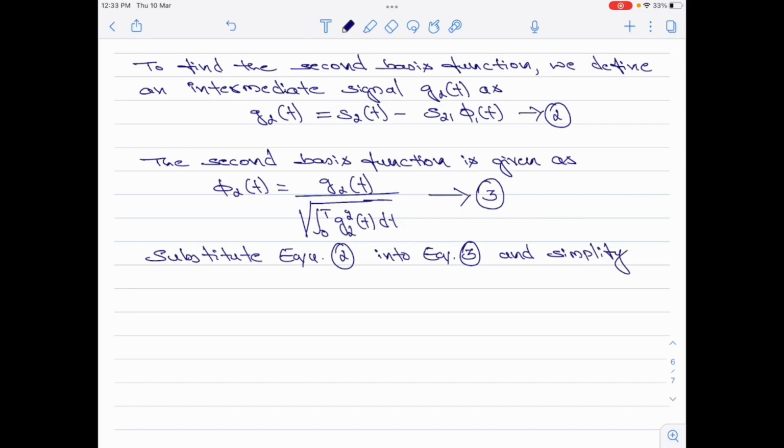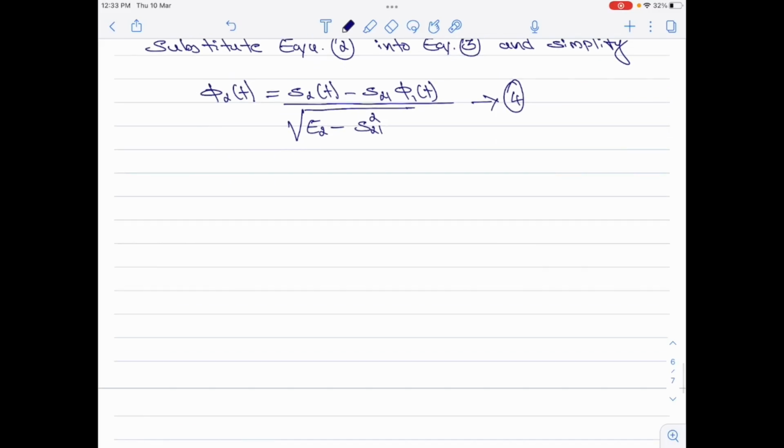So, equation 3, which is the second basis function equation, reduces to s2 of t minus s21 into phi 1 of t whole divided by square root of E2 minus s21 square. Let me call this equation 4, where s21 is given by the equation integral 0 to capital T s2 of t into phi 1 of t dt.